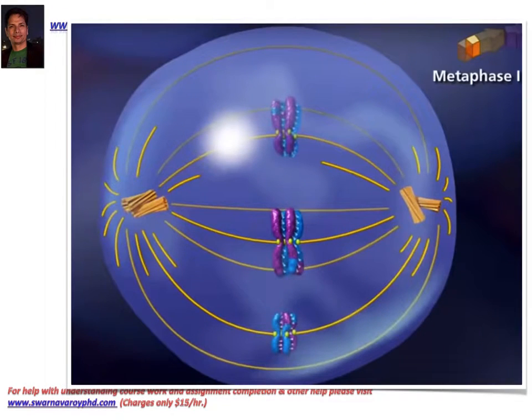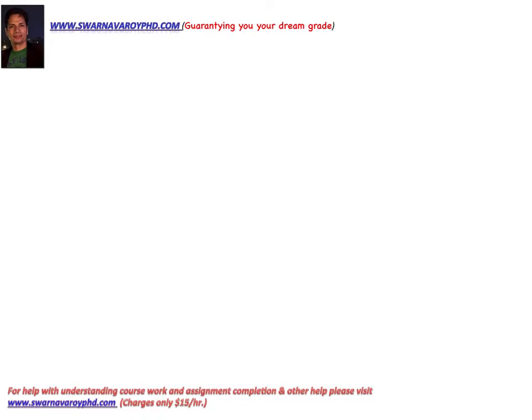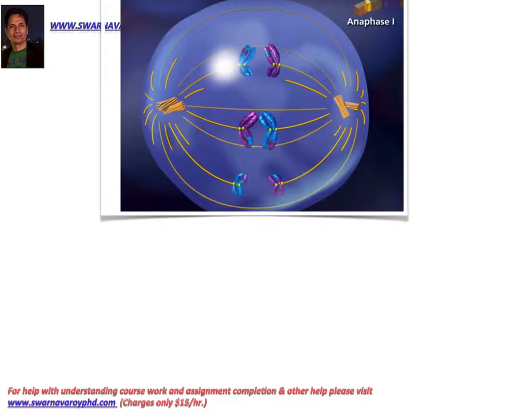In metaphase I, the homologous chromosomes, which are in the tetrad and have just finished crossing over, you can see the purple chromosome has some blue part inside, and the blue chromosome has some purple. So the shuffling has taken place, and now they are arranged on the metaphase plate. And then in anaphase, the break happens in the spindle fiber.